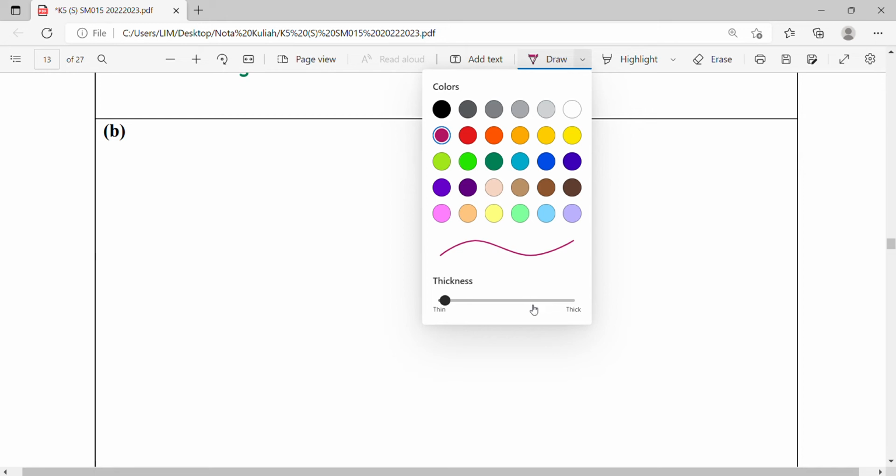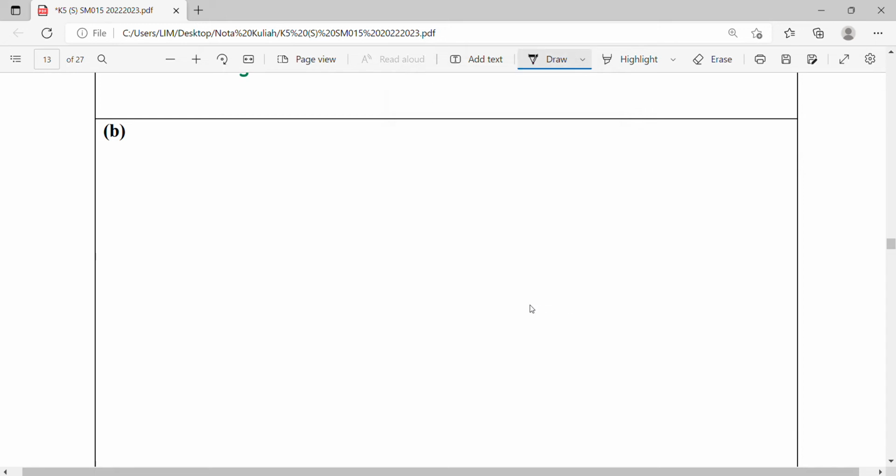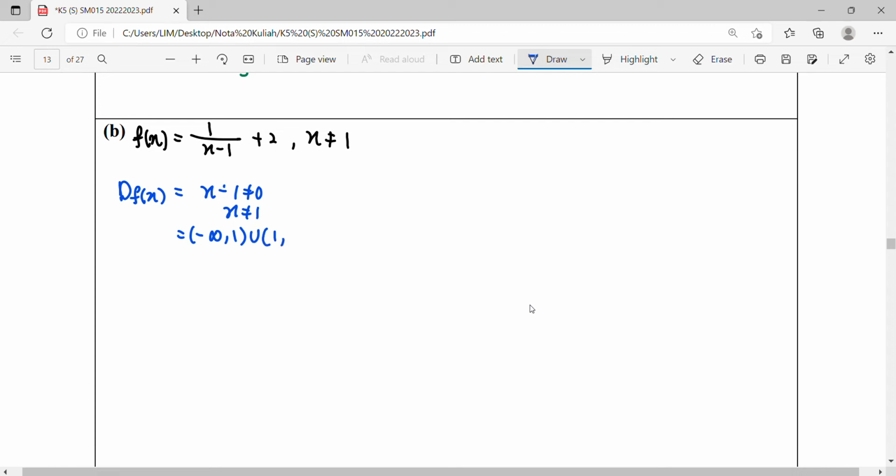Continue. For question B, fx is equals to 1 over x minus 1 plus 2, where x is not equals to 1. Find out our domain. Domain for rational is a special case. The denominator cannot be equal to zero, the denominator cannot be equal to 1, so negative infinity to 1. 1 we take out.